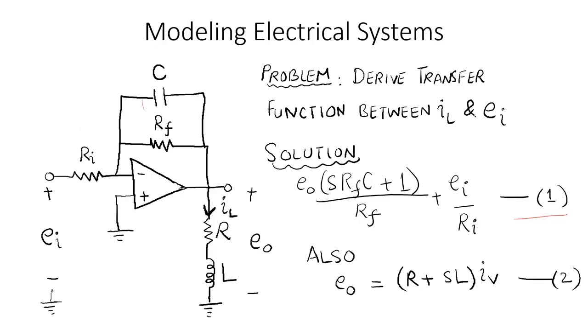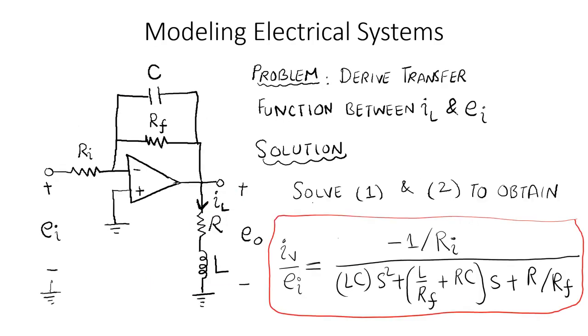The second equation is very easy to develop. This just says that E naught, the output voltage, is the current multiplied by the total impedance. The total impedance is R plus SL. So we can say that the output voltage is the impedance times the current IL. And note that all of these voltages and currents are currently in Laplace form, just to make sure that we keep the domain connection correct.